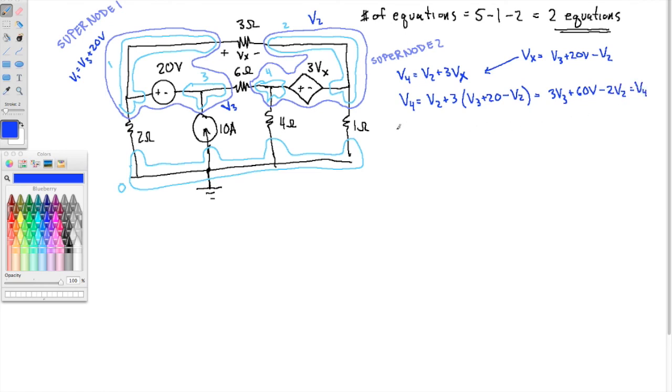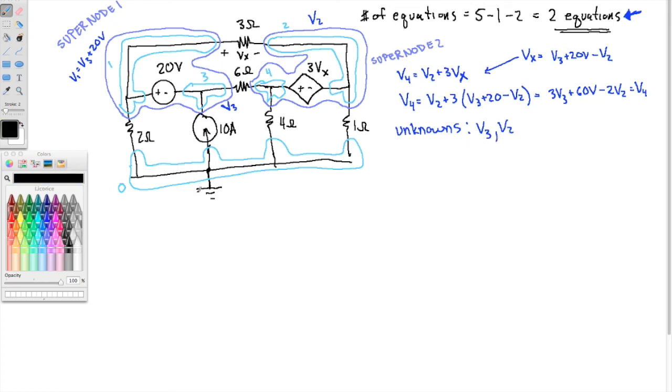Okay, so my unknowns here, remember, I can only have 2 of them. If I have more than 2, I won't be able to solve it because I'm only going to have 2 equations. So my unknowns here are V3 and V2. Okay, so when I use KCL, I can only use V2 and V3, nothing else. No VX's, no V1's, nothing other than those 2 guys.